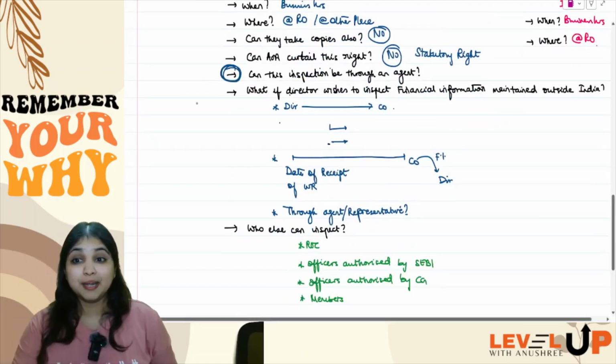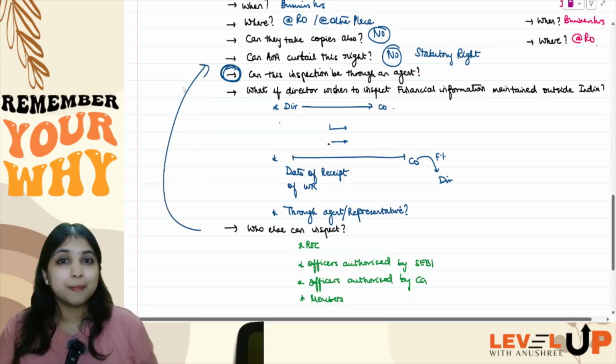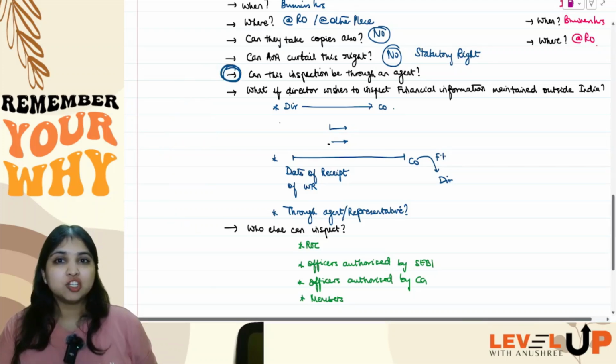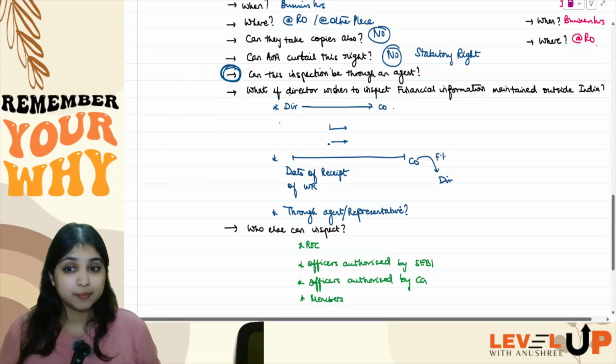I'll keep this point pending. Let me finish this and then I'll come back to this point. Can this inspection be through an agent? Listen to me, everybody. Listen to the remaining 2 points and then we'll come back to this.